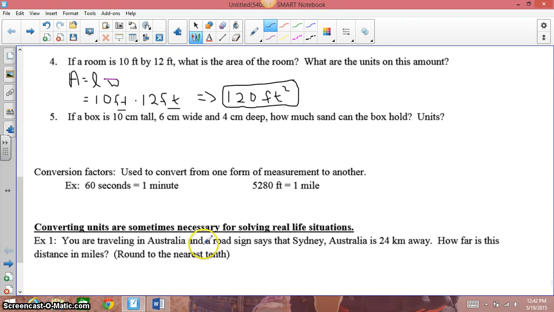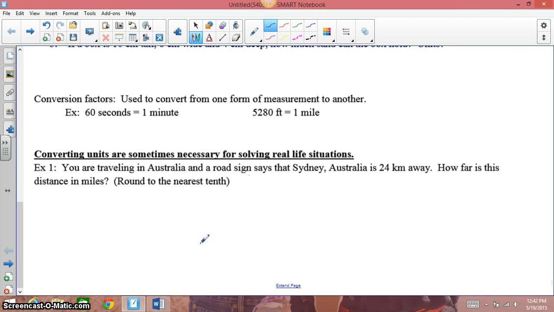All right, going back to the notes then, I'm going to look down here at example 1. It says you're traveling in Australia. Road sign says that Sydney is 24 kilometers away. I wonder how far that distance then is in miles. So I start with what I'm given, 24 kilometers. And I want to get rid of those kilometers, so I put kilometers on the bottom. And I ask myself, looking at my conversion sheet, can I go directly from kilometers to mile?